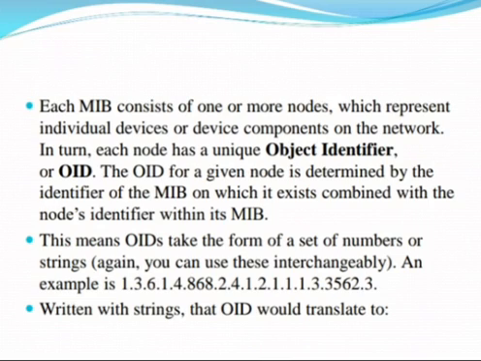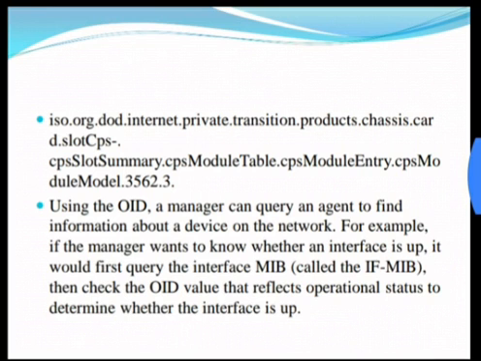This means OIDs take the form of a set of numbers or a string that the OID would translate to. Using the OID, a manager can query an agent to find information about a device on the network. For example, if the manager wants to know whether an interface is up, it would first query the interface MIB, called the IF-MIB, then check the OID value that reflects operational status to determine whether the interface is up.